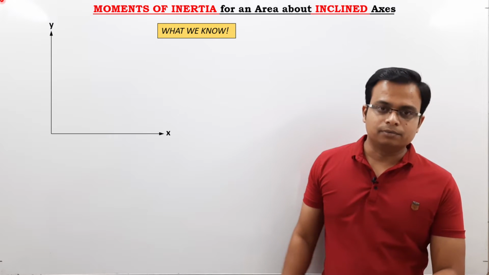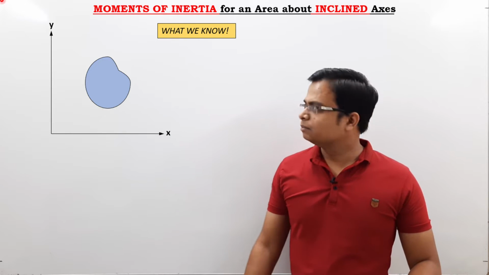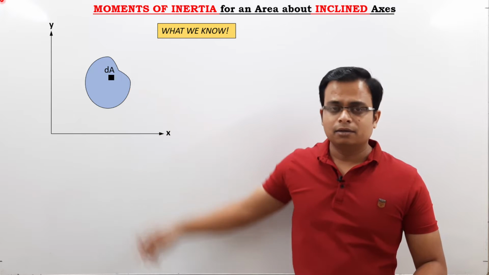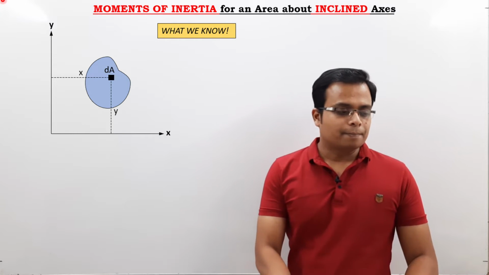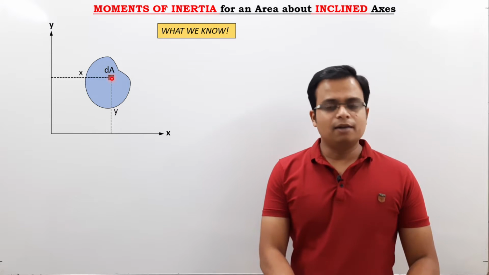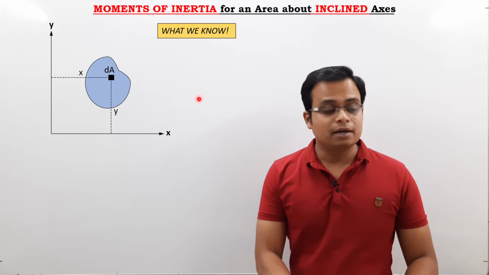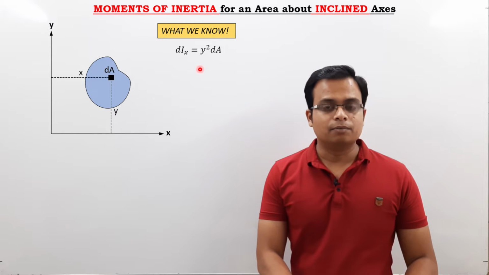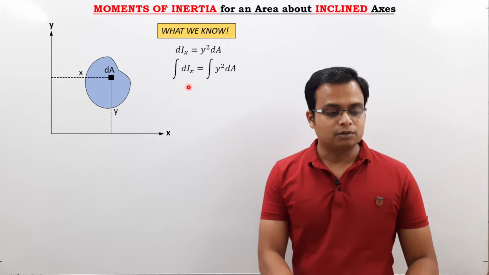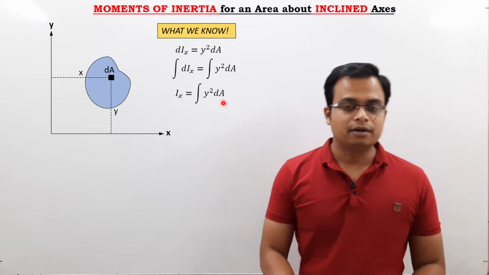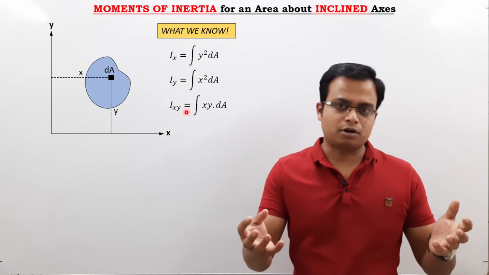Watch this, this is what you know. A shape, an irregular shape, let's take an element dA at a distance of x and y. So if you want the moment of inertia of this small element, dIx is going to be y square dA, there you go. For the entire shape, integrate both the sides, you will find the value of Ix. So Ix is basically the integral of y square dA. Similarly, you can work out Iy and Ixy, that is the product of inertia.